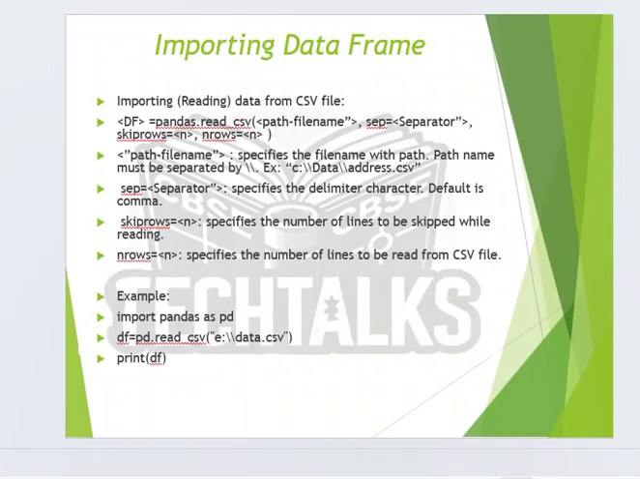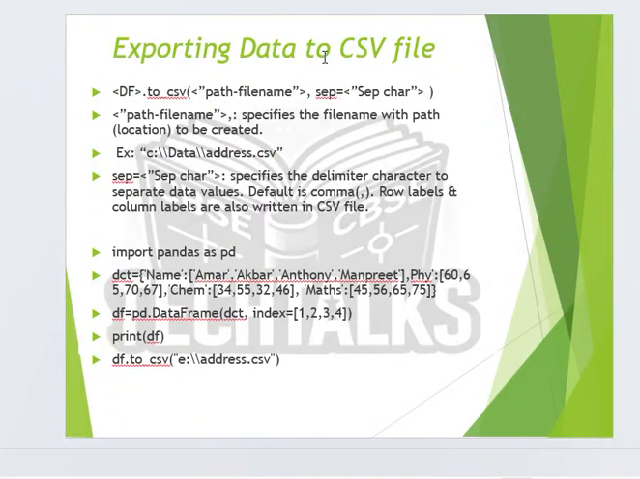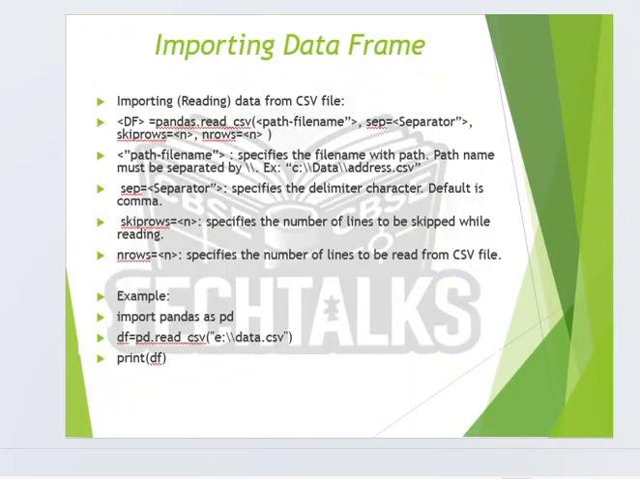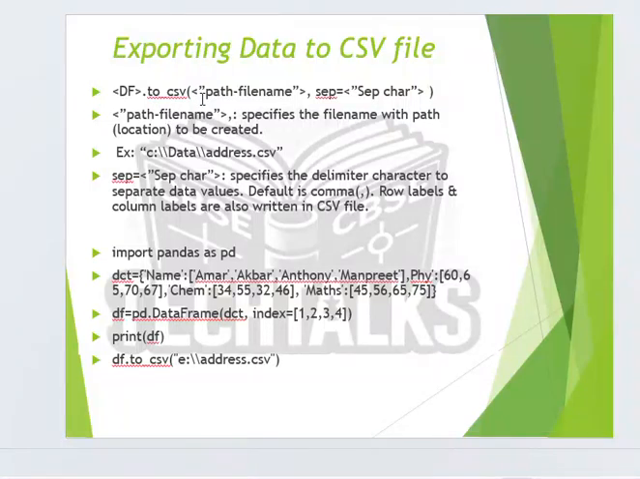So let's take an example. Before importing, let's export, so that we can import in the next step. We will do the export first and then the import. Exporting means instead of read_csv, we write to_csv. Same way, same path, and you can specify the separator here: where you are storing and what separator you are using.